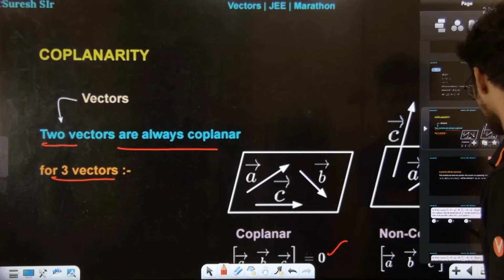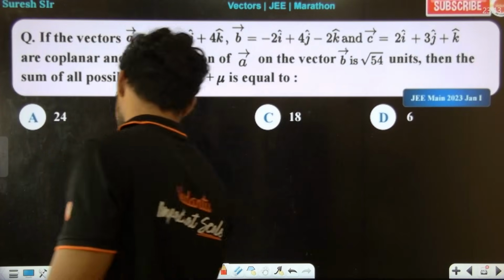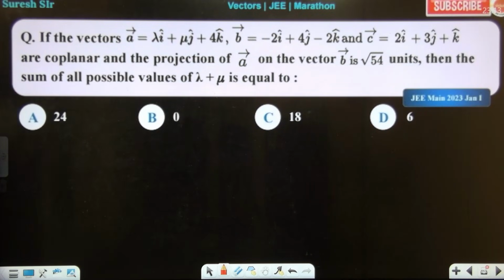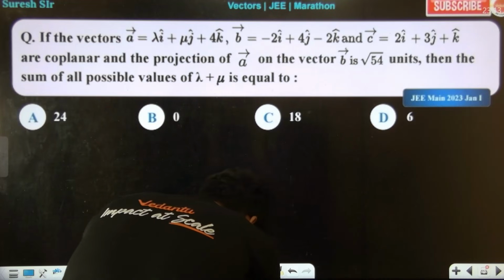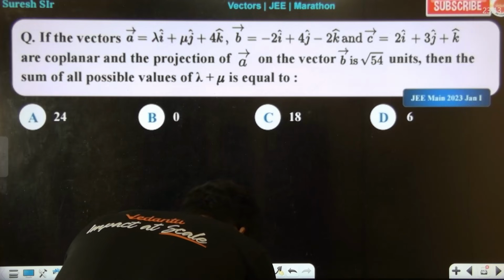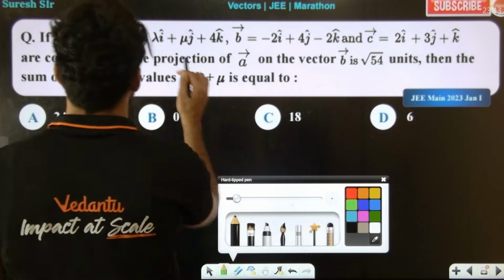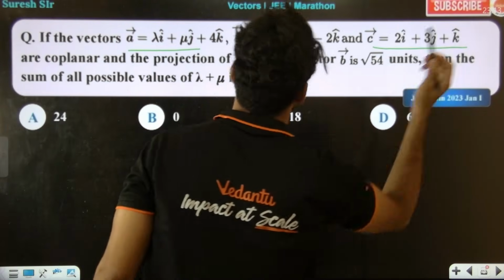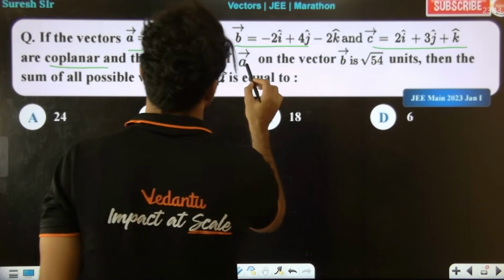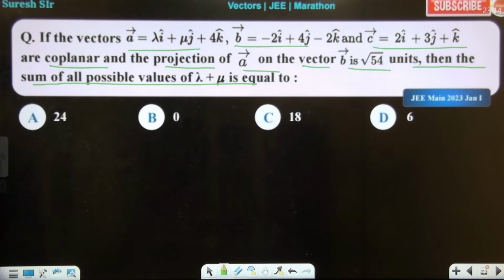Now let us talk about this. Everybody read this question and then find out the answer. Quick. How do we deal with this kind of question? Firstly, we will understand one thing. If the A vector, B vector and C vector are coplanar and the projection of A on the vector B is this, then find the sum of possible values of alpha, lambda and mu.